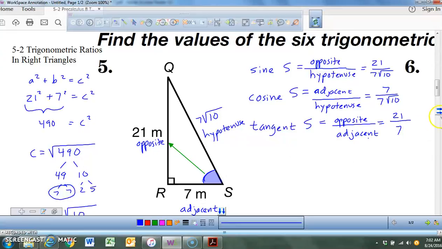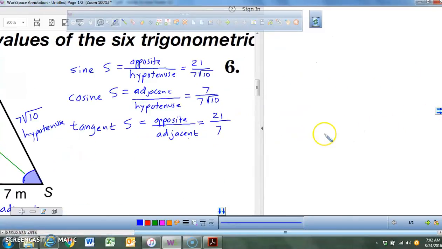Now of these, the easiest one to simplify, obviously, is the tangent. So the tangent, we can just simplify. That ratio is just going to be 3, and we're done. Okay, but over here, I'm going to move a little arrow. Over here, we are not allowed to keep 21 over 7 radical 10. So we're going to clean that up a bit. Obviously, 7 goes into 21 3 times. So now we have 3 over radical 10.